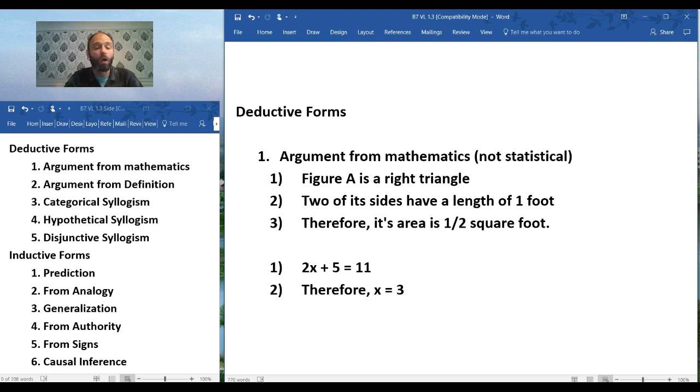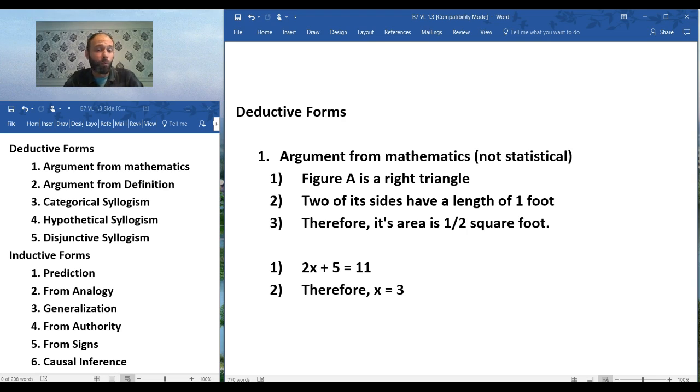In fact, we can know it's a deductive argument because if those premises are true, then given the qualities of right triangles and the method we have for determining the area of a right triangle, we can know that the conclusion is guaranteed because we've discovered those rules of triangles, right? So if those premises are true, the conclusion is actually guaranteed. So geometric arguments will count under arguments from mathematics, and they'll be deductive arguments.